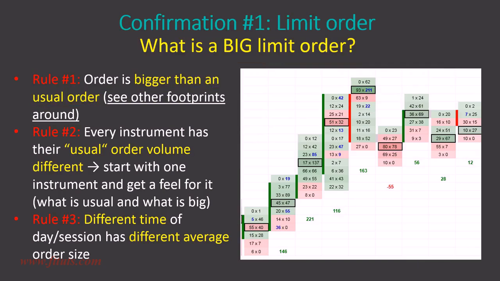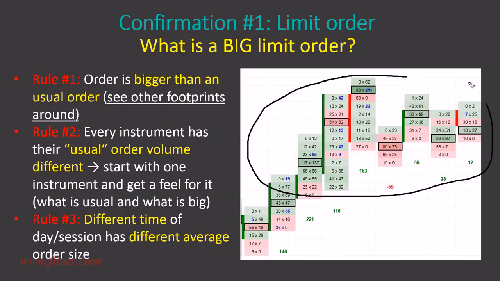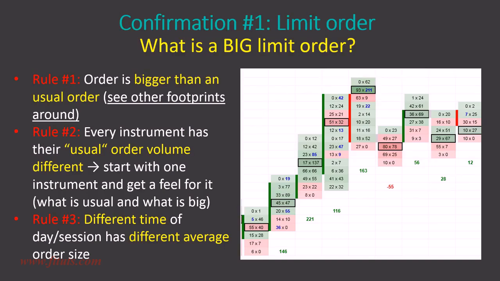So it's always best to compare with the other footprints in this area. If the number is way above average, then you can consider it a huge limit order placed by a big player. Now, rule number two. It gets a little bit more tricky here. Every instrument has a different usual order volume. So, for example, 211 contracts on the Australian dollar would be quite a lot, whereas on the S&P 500 futures, on the ES, it wouldn't be anything unusual.